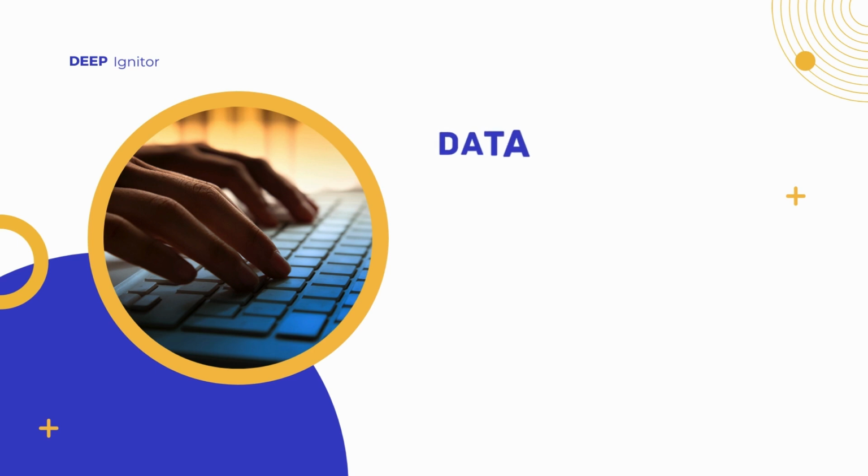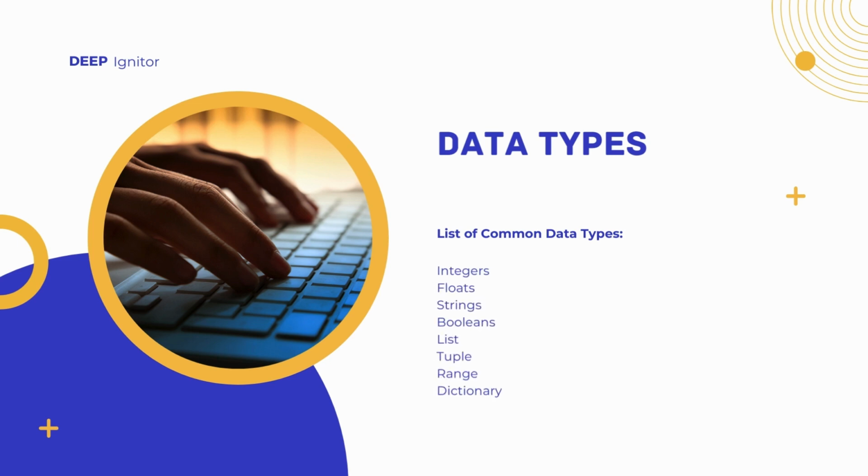Now, let's talk about data types. Data types tell Python what kind of data a variable can hold. Python supports various data types, including integers, floats, strings, booleans, list, tuple, range, and dictionary. In this video, we will just talk about integers, floats, strings, and booleans. The remaining will be explained in upcoming future videos.